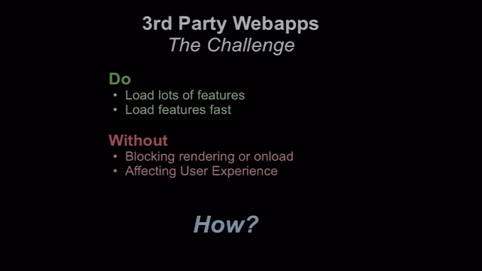So for third-party web apps, the challenge really is to provide lots of features, load lots of features, and load them fast so that they're available for the user right away. But do that without blocking rendering or loading of the page, and without affecting the user experience in a negative way. It turns out this is trickier than it seems. I bet a lot of you know a lot about it. Martin does as well, so I'm going to bounce it over to him. How do we do this?